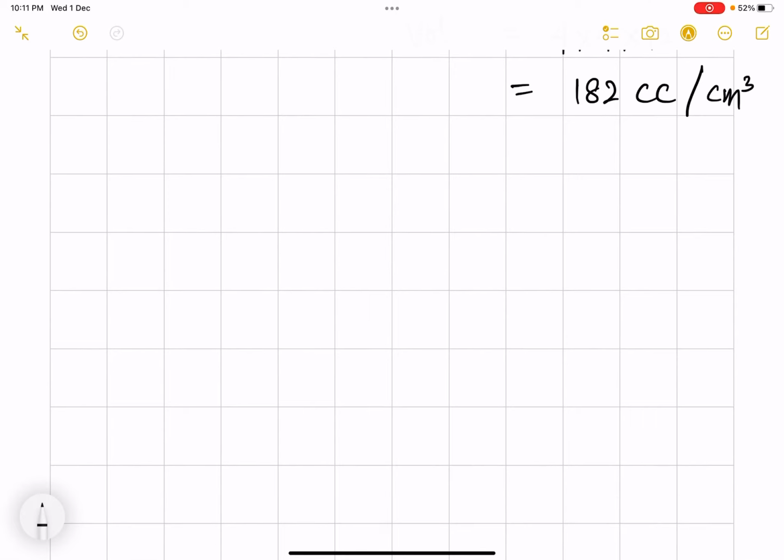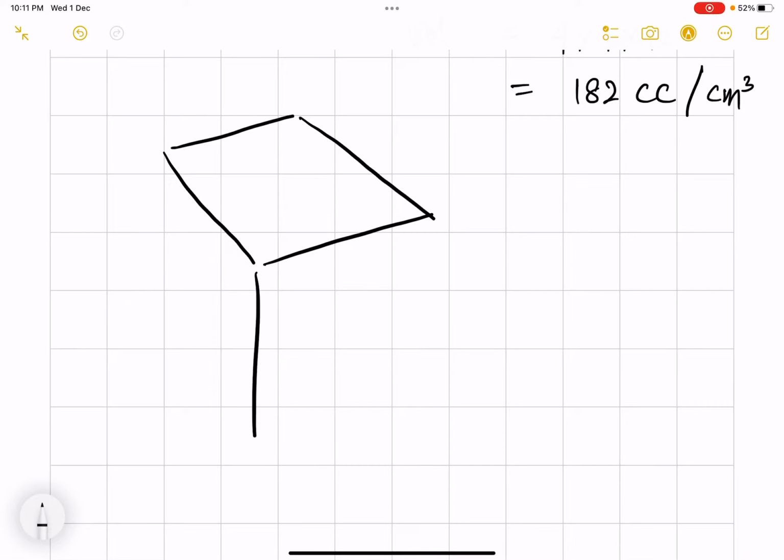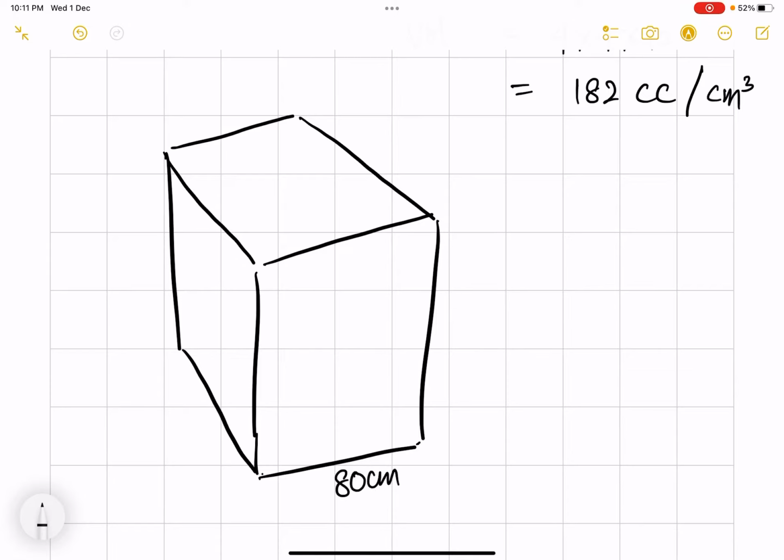Now imagine I have a tank which resembles a cuboid. The tank is like this. The breadth of the base of the tank, let's say, is 80 centimeters. The length of the tank is 1 meter, and the height of the tank is also 1 meter. The breadth, the length, and the height are given to us. And this tank, let's say it has to be filled with water. The question is how much water can be filled in this tank.